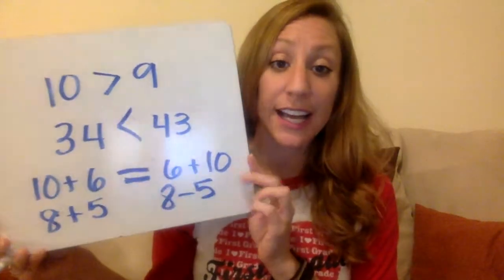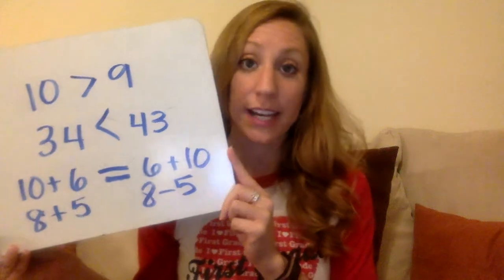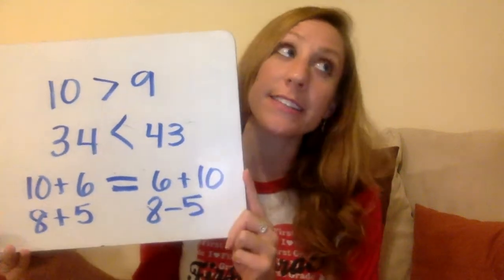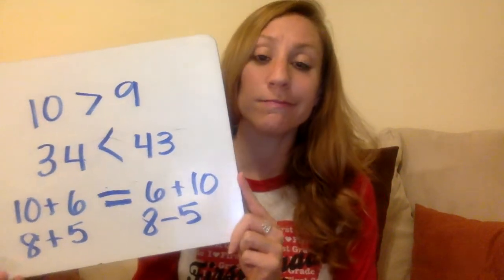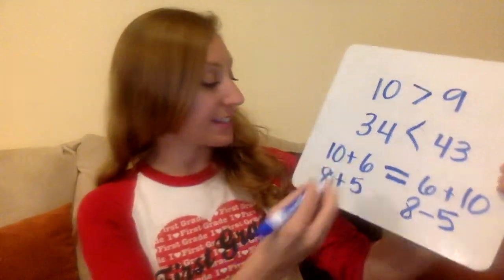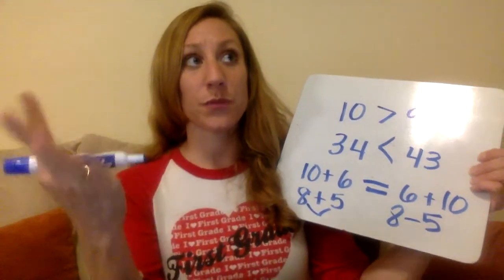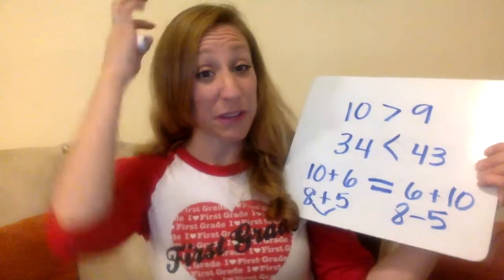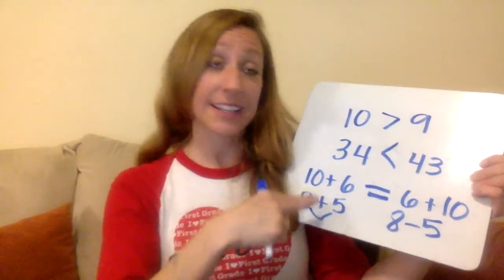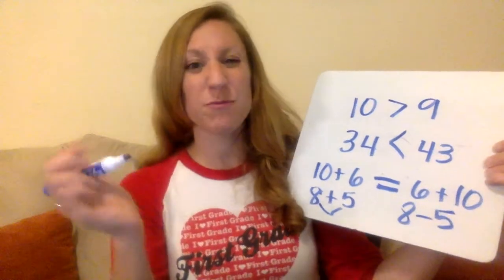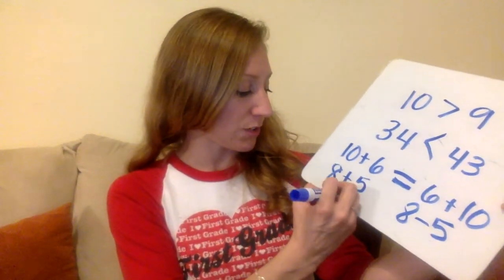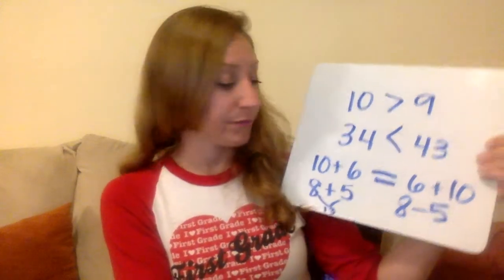8 plus 5, 8 minus 5. Greater than, less than, equal to. I'm going to figure out both sides to see. So 8 plus 5: 8, 9, 10, 11, 12, 13. Or I could split up my 5 into 2 and 3, make it 10, 10 and 3. 8 plus 5 is 13. You can solve it any way you want to figure it out there.